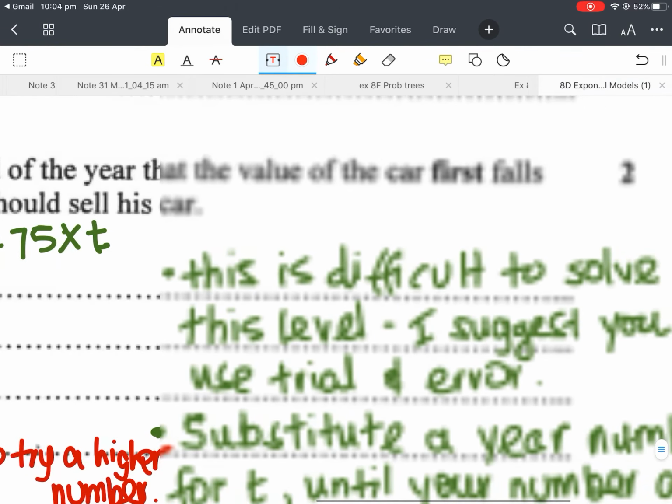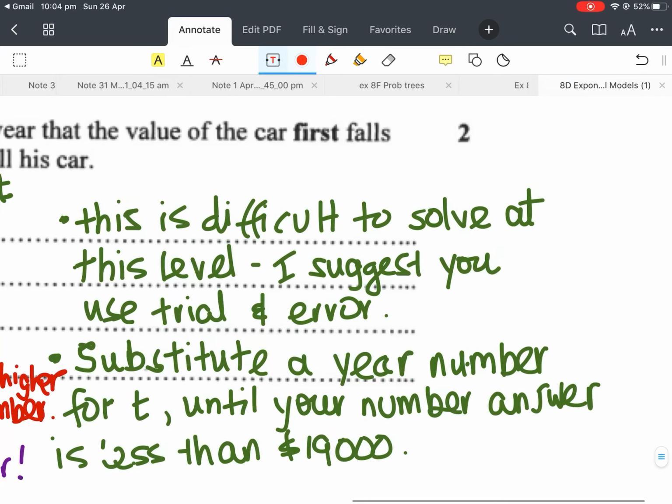So I wrote some notes here for you. This is difficult to solve at this level. You might have done something different if you've done a different level, but this is the way we solve it at this level. I suggest you use trial and error. And what that means is you're going to substitute a year number in the place of the t up in the index position until your answer is less than the $19,000 mark.